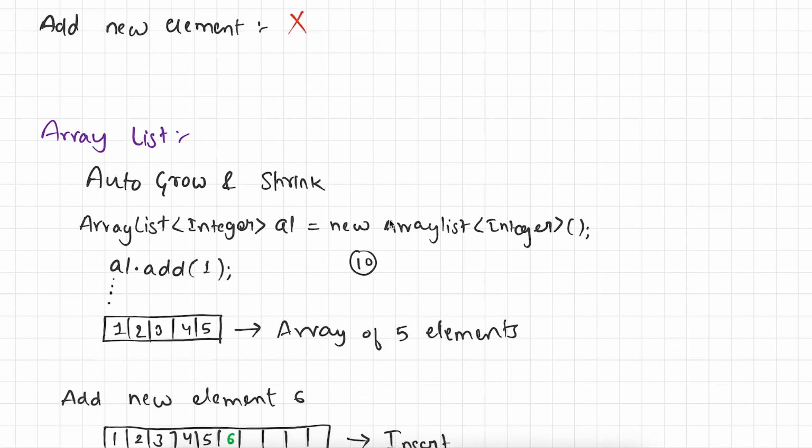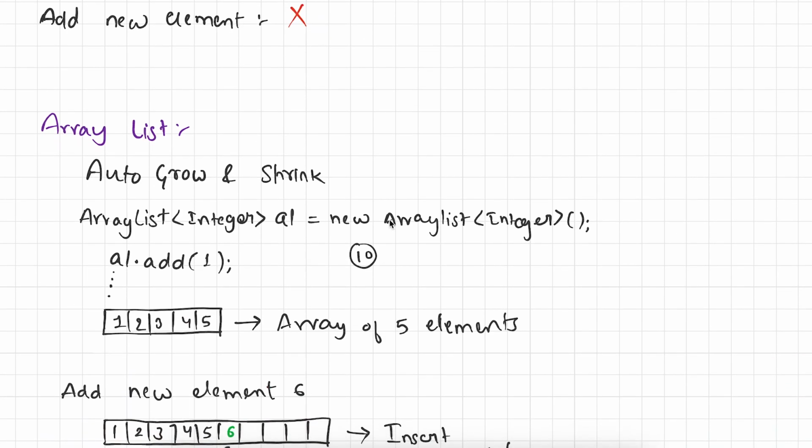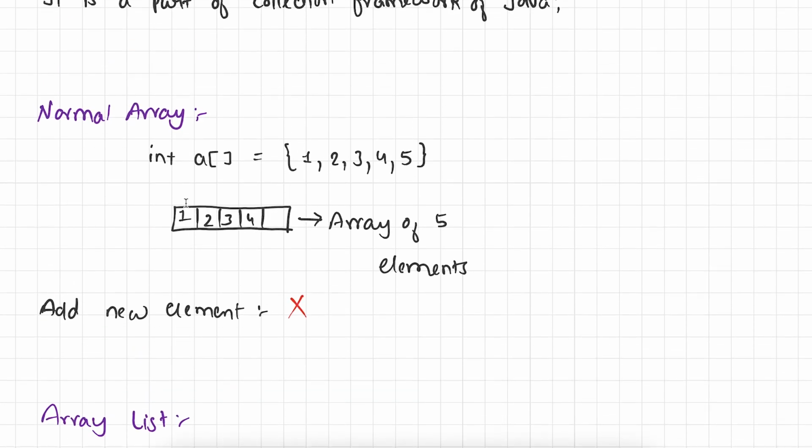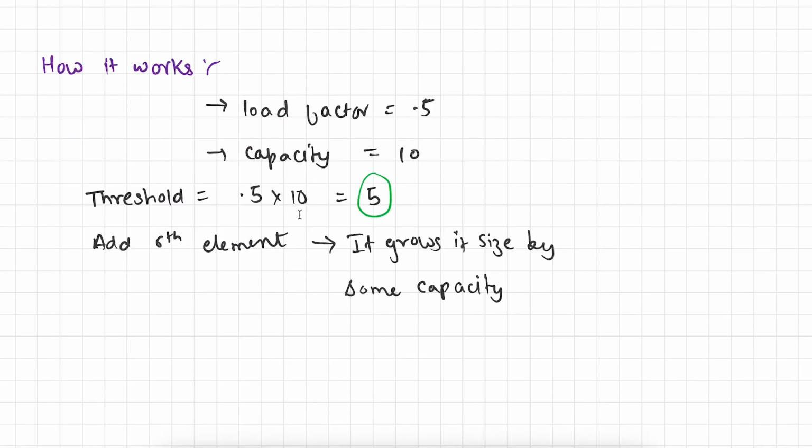Okay, so this is the advantage we get when we use ArrayList, that it grows automatically and it shrinks automatically, but this is not the case in normal arrays. Once the array is full, we cannot add a new element more than its capacity. Just to give you context on how it grows and shrinks, it depends upon the load factor.